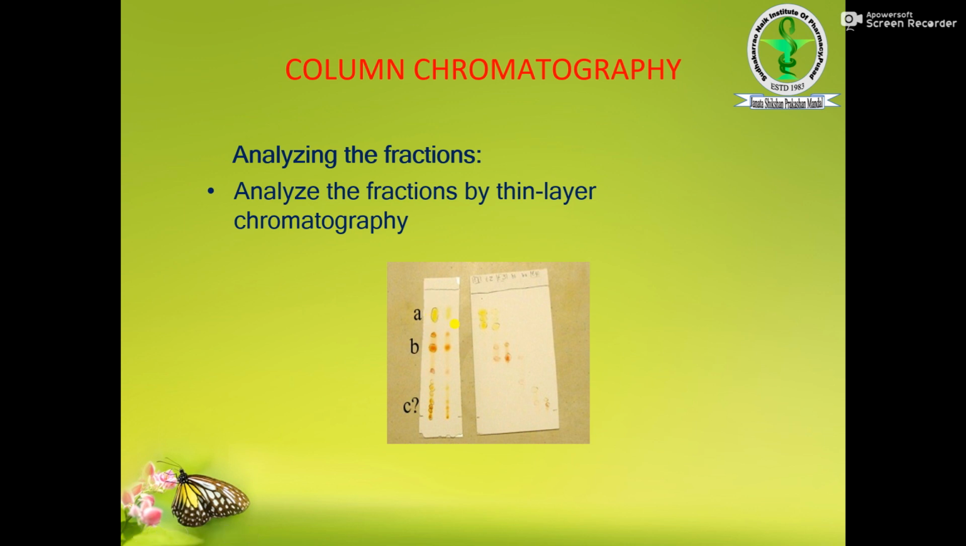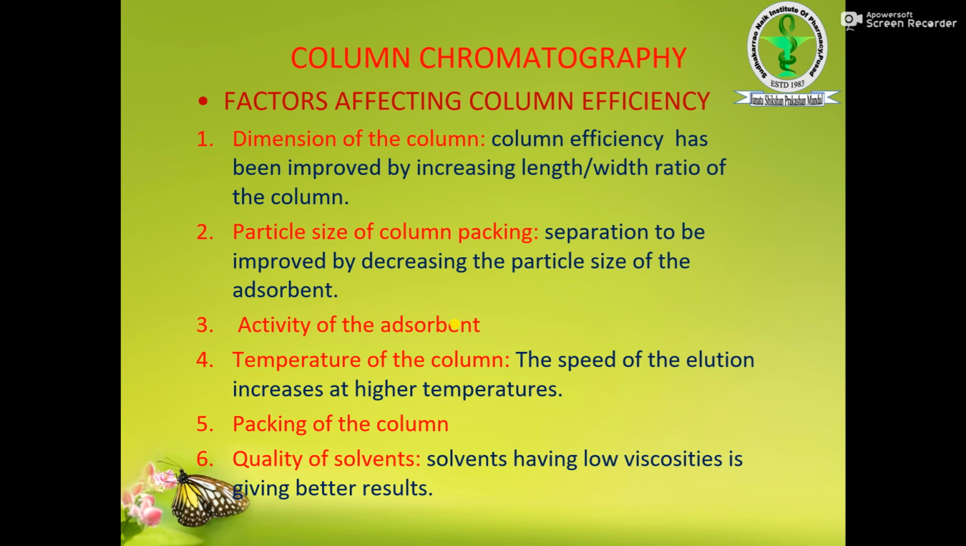So we analyze the fractions by thin layer chromatography. Then there are factors which affect the efficiency of the column. In the case of dimension of the column, efficiency can be improved by increasing the length to width ratio of the column. Particle size of the column packing also matters.